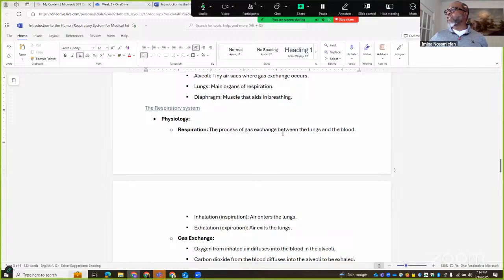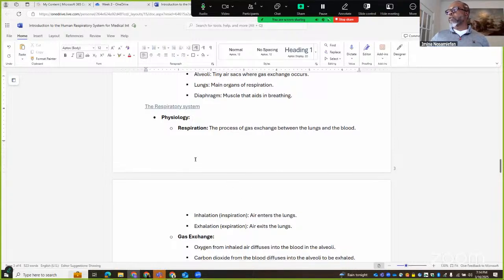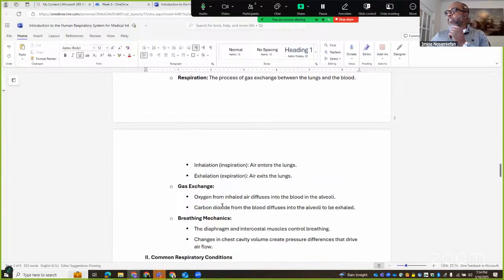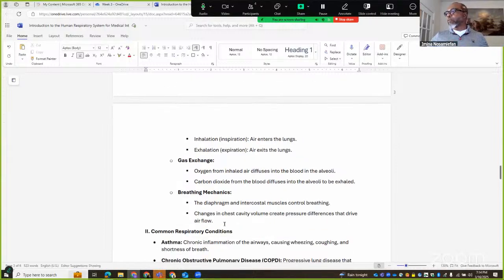respiration is a process of gas exchange between the lungs and the blood. Okay, so inhalation is inspiration, air enters the lungs. Exhalation, air exits the lungs. And gas exchange is oxygen from the inhaled air diffuses into the blood in the alveoli. Carbon dioxide from the blood diffuses into the alveoli to be exhaled. Okay, and the breathing mechanism, the diaphragm and the intercostal muscles control breathing. Okay, and changes in chest cavity volume create pressure difference and drive airflow.